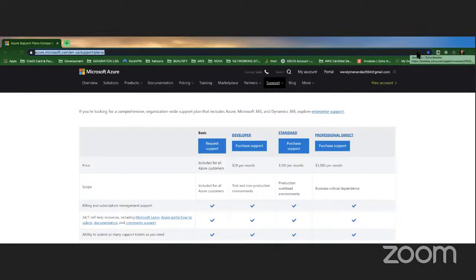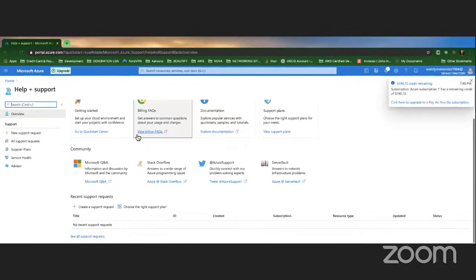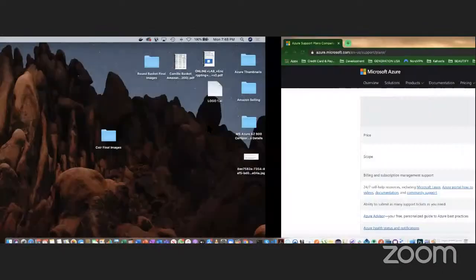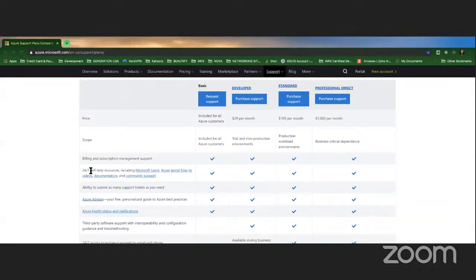So, according to this table, all the options have 24/7 support, right? All of them have that. I don't think it's 24/7. Yeah. No, the support that you get is whatever is documented here. Well, actually, you get support from Stack Overflow, but Stack Overflow is not Azure. No, but I'm talking about the table that you showed before in the slides. Well, here you see that 24/7 is checked in basic, developer, standard, and professional direct. But it says self-help resources, Microsoft Learn, Azure how-to videos, documentation, community support. So all the plans have this. Okay, every single plan.